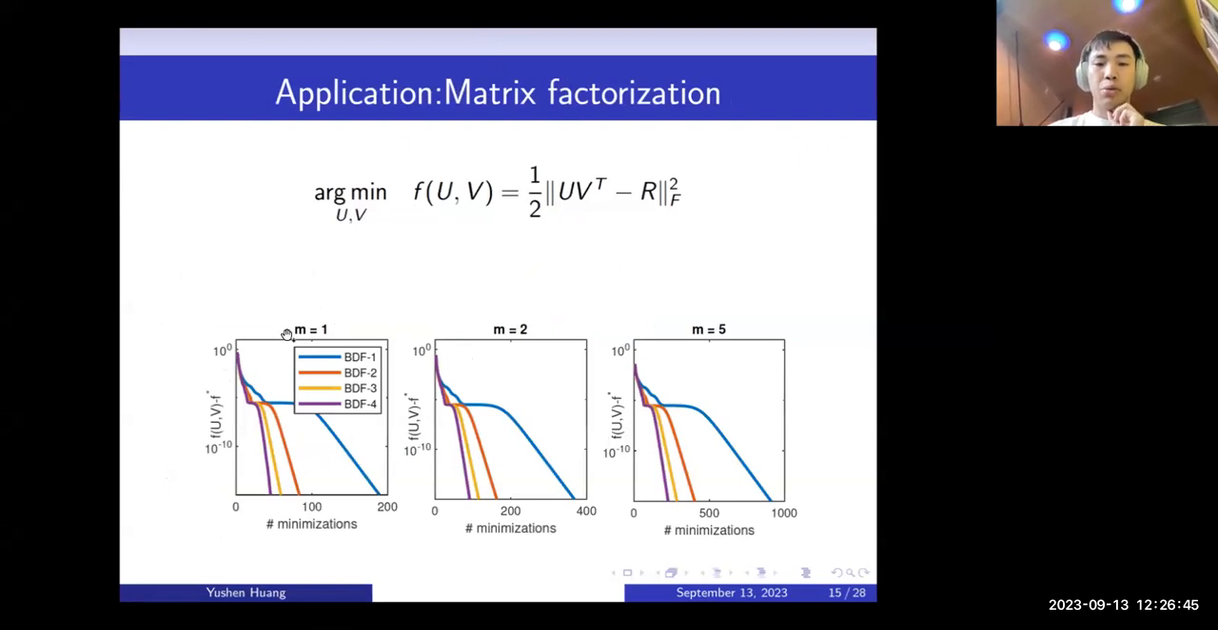And then we also ran a numerical experiment where we try different numbers of inner iterations, and we see that the higher BDF schemes actually benefit in the following example.